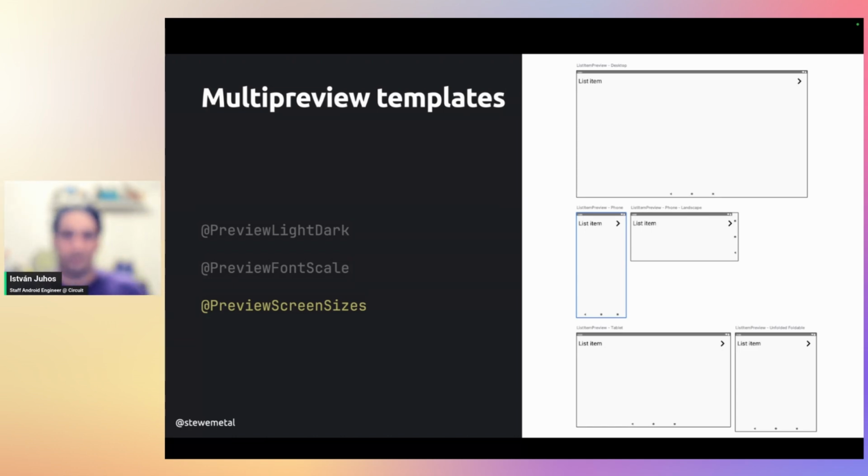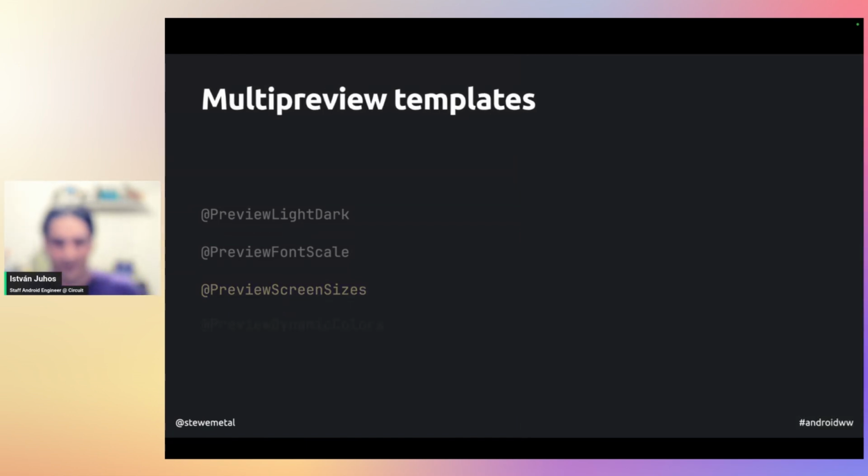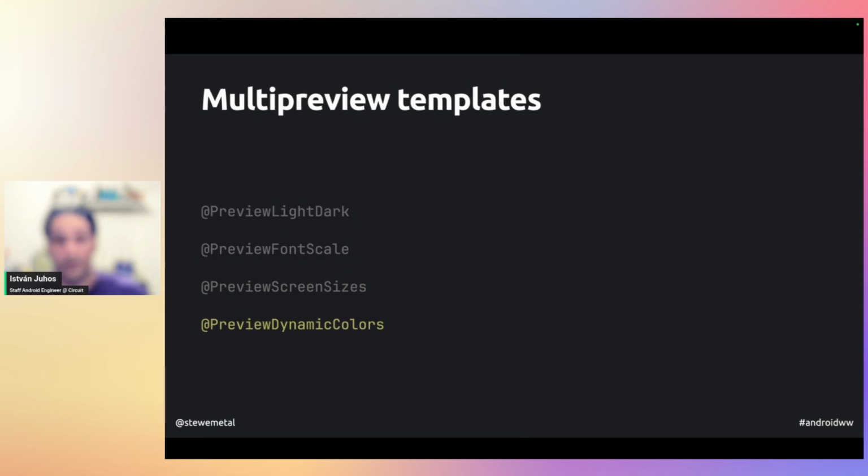So you can just play around with these, do your own combinations that make sense for your project and your UIs. There is a fourth one actually called preview dynamic colors. So if you're at the awesome stage that the dynamic color handling is your worst problem in your project, you can have the dynamic color previews as well and configured and so on and so forth. But we don't have time to go into details, so that's homework for you.